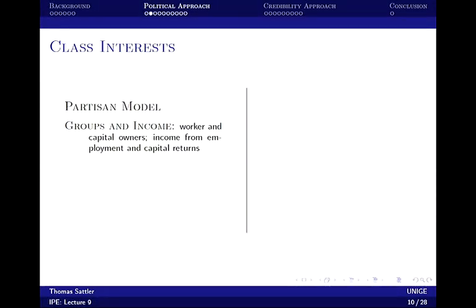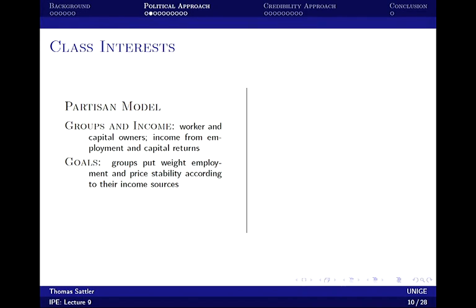So we're going to rely first on the class model, and actually that's exactly what we talked about when we discussed the breakdown of the gold standard. We're going to apply exactly the same logic. So we have different groups. We have workers and capital owners. And workers get their income from employment, and capital owners have their income from returns on capital. We can add a middle class which gets income from both employment and from returns, right?